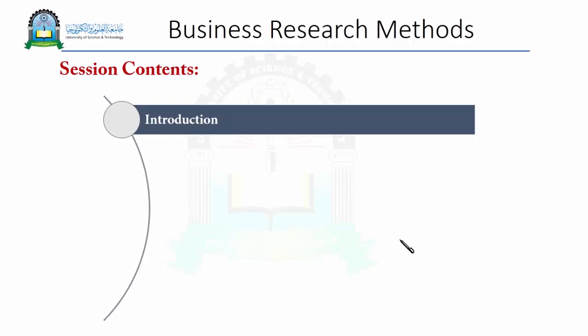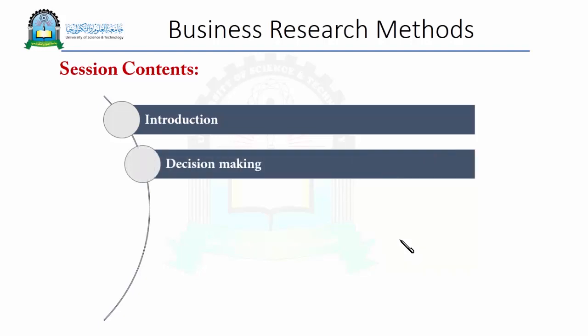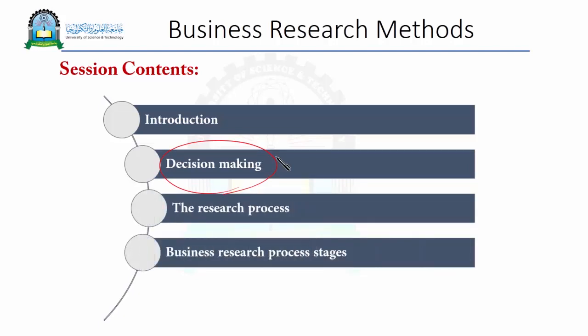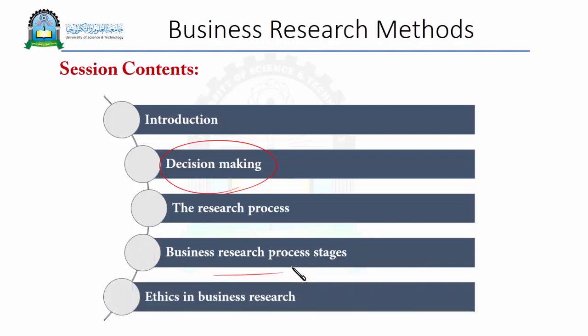We are going to deal with many issues and many topics for this session. The first one is going to be an introduction about the research process and about decision making and its relationship with the business research. Also the research process and the business research process stages. And at the end, we are going to talk about the ethics in business research.